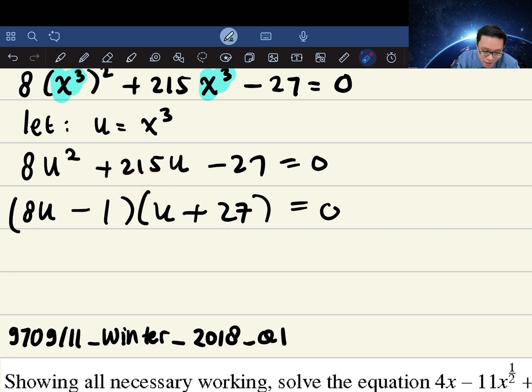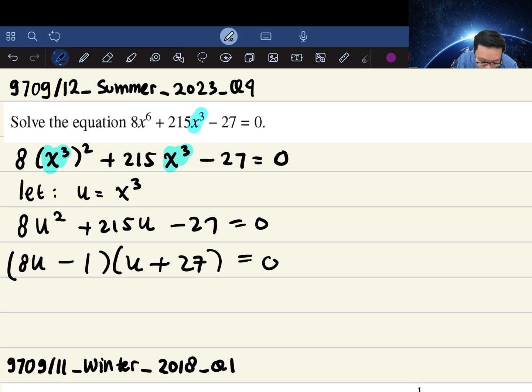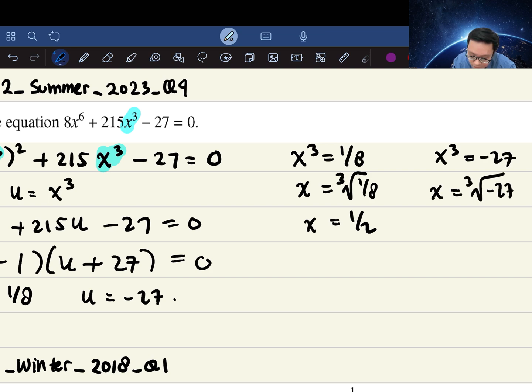So from here, we have the first one, u equals 1 over 8, or u equals minus 27. And what is u once again? u is x^3. So plug it back. x^3 equals 1 over 8. From here, we get x equals cube root of 1 over 8, which is 1 over 2. And the second one is minus 27. So x equals cube root of minus 27, and that gives you minus 3.